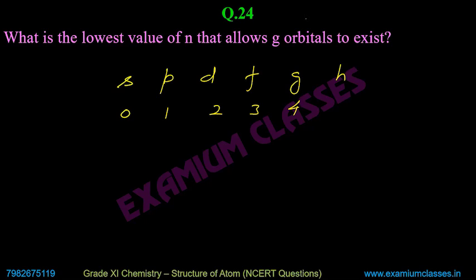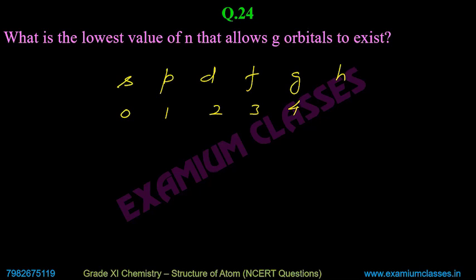Sir, n should be 5 because we know that the number of suborbitals would be equal to the shell number. So the n should be 5. Yes, so the value of n will be 5 because the value of l ranges from 0 to n minus 1. That is the correct way to answer this one.